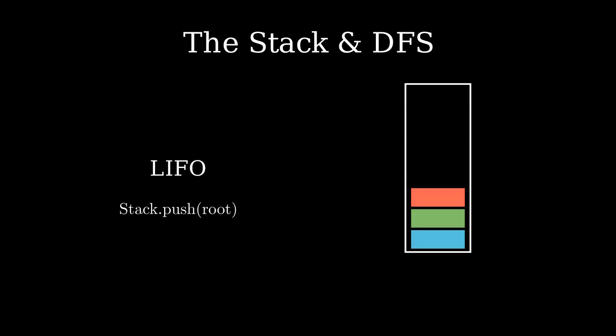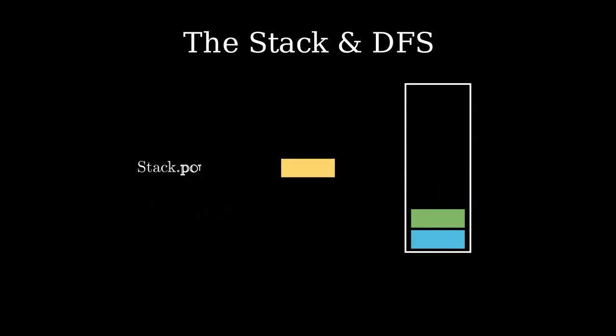Welcome to the Stack and Depth-First Search. This container holds our data. We begin with 3 items ready for processing. We add them one by one. This is the last in, first out principle. A push operation places the root node onto the top of the stack. To retrieve data, we pop the top item off and back into our workspace.